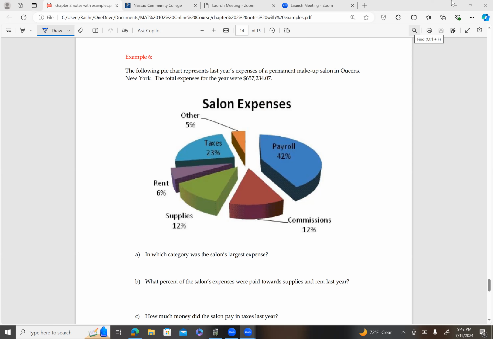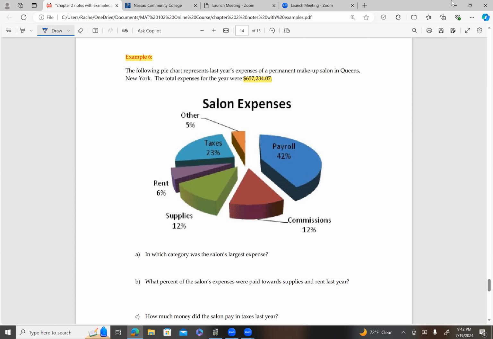So let's look at example 6. The following pie chart represents last year's expenses of a permanent makeup salon in Queens, New York. The total expenses for the year were $657,234.07. So this total expenses for the year is being illustrated in this pie chart.